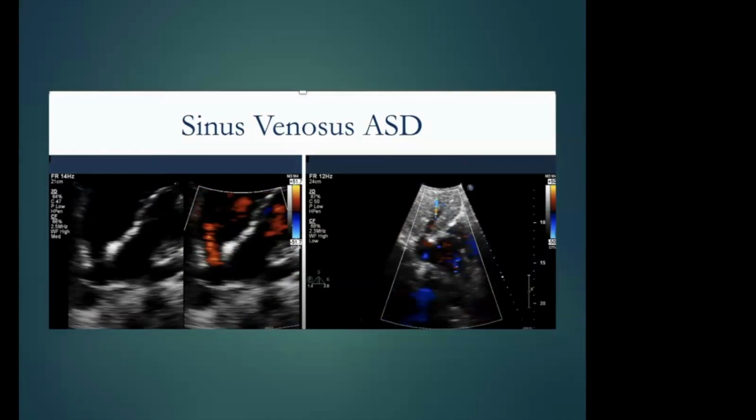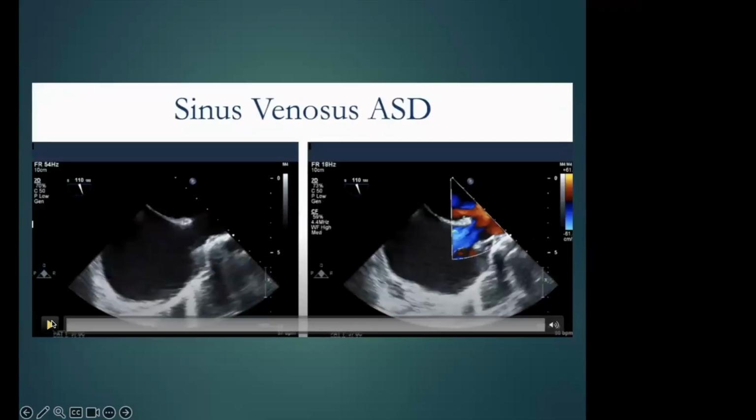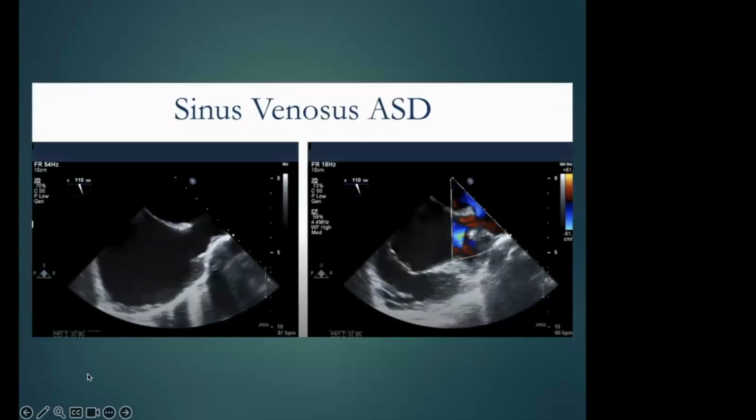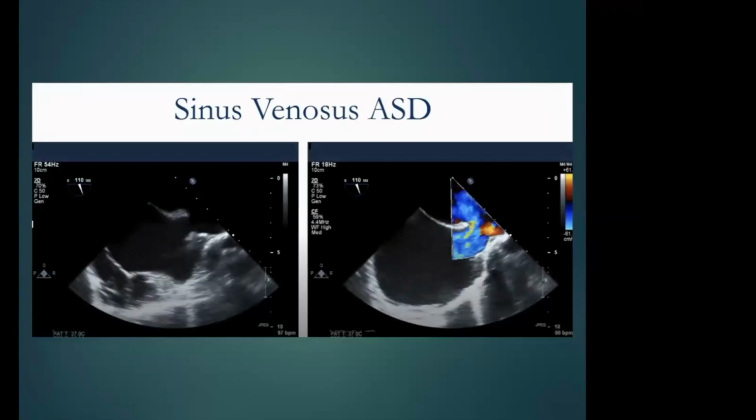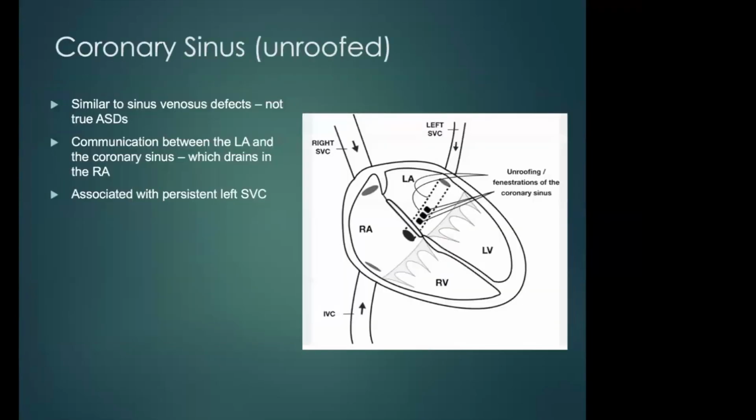And then typically these patients have a very positive bubble study that then allows us to interrogate it more carefully with TEE. And so we can see on TEE, the defect is much more obvious as we interrogate the interatrial septum. And we'll get to a case later about this.